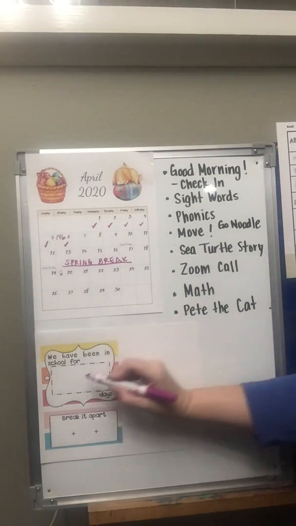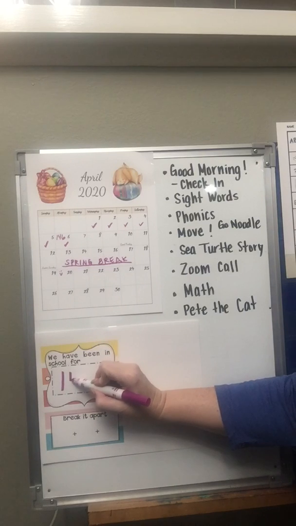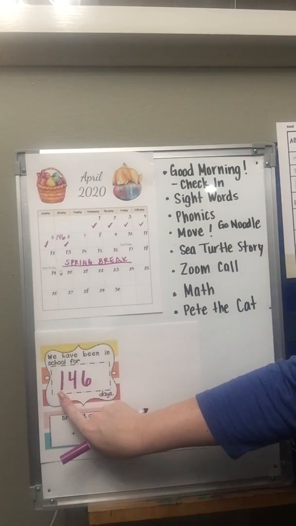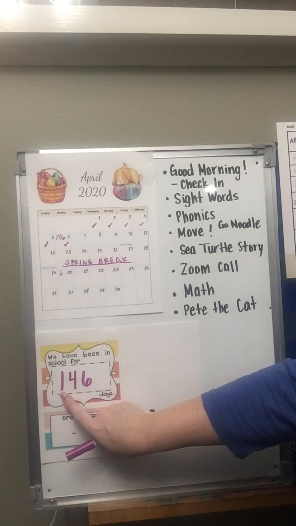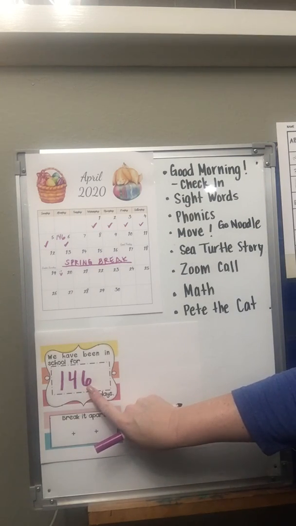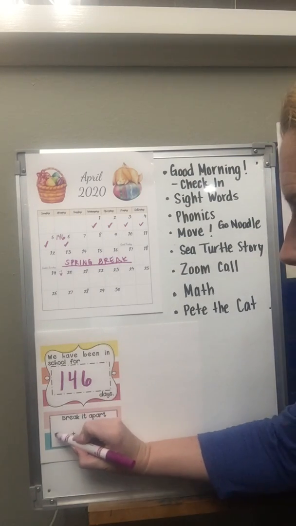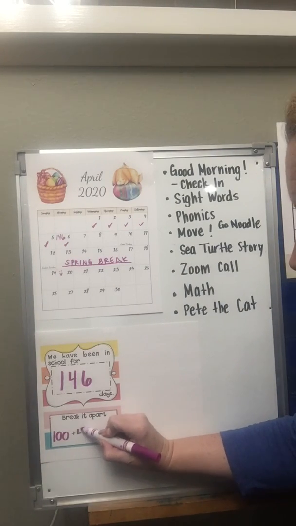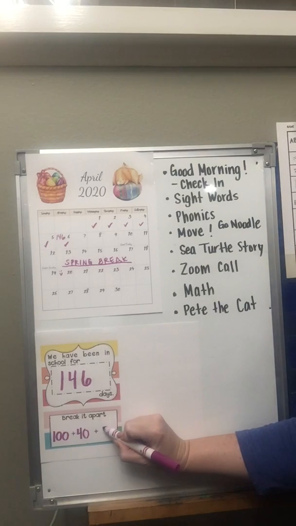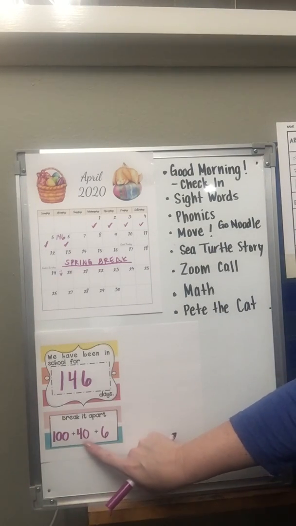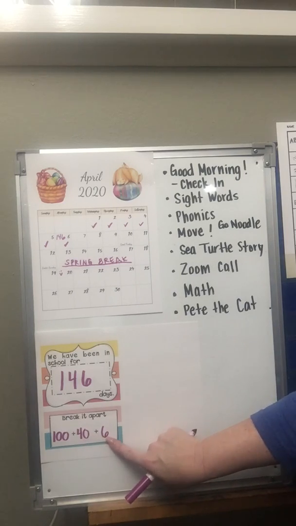146. So 1, 4, 6. And the 1 is not just 1, it's one group of 100. This is the tens place, so it's 4 groups of 10, and this is the ones place, so it's 6 ones. If you break it apart, it's 100 plus 40 plus 6. One group of 100, 4 groups of 10, and then 6 ones.